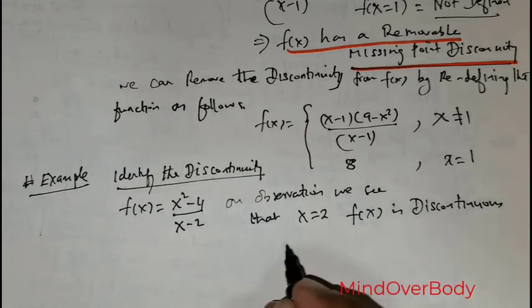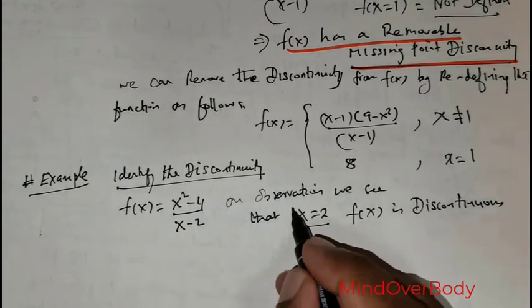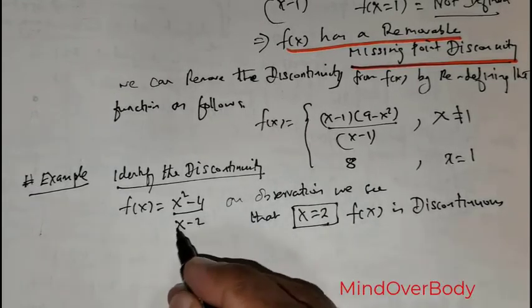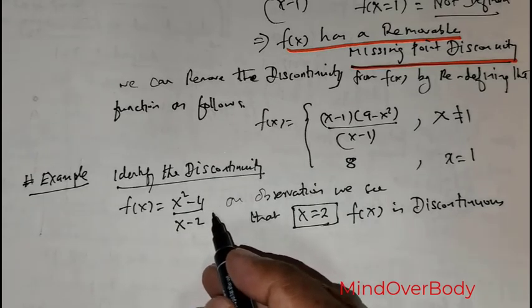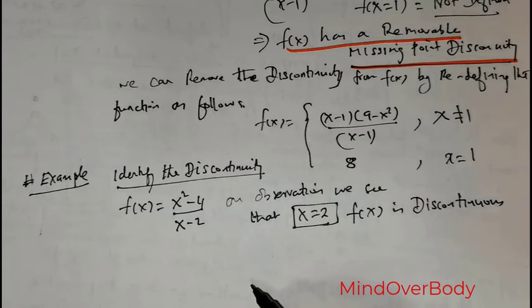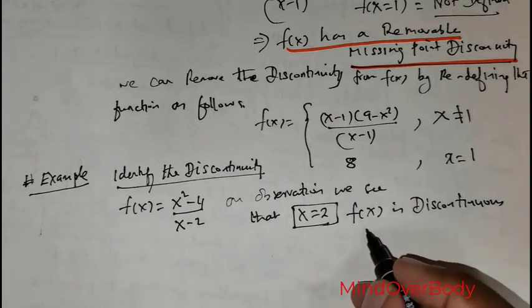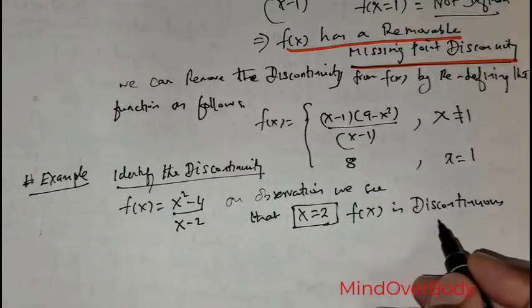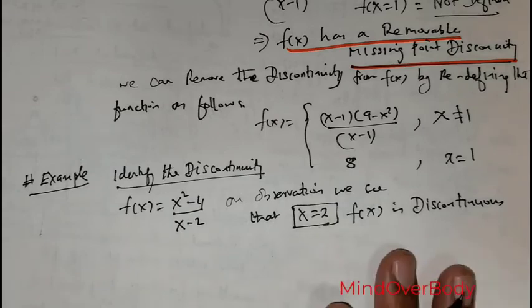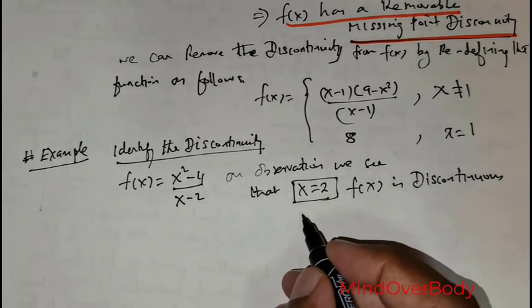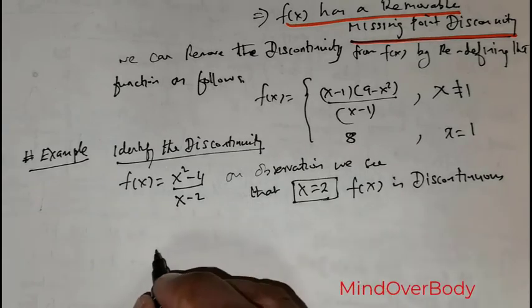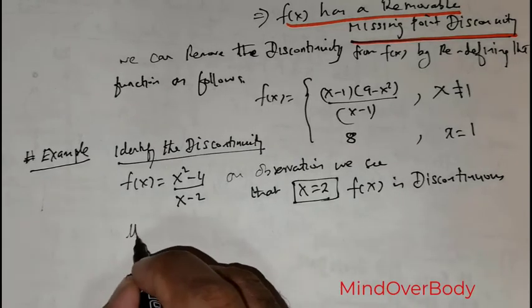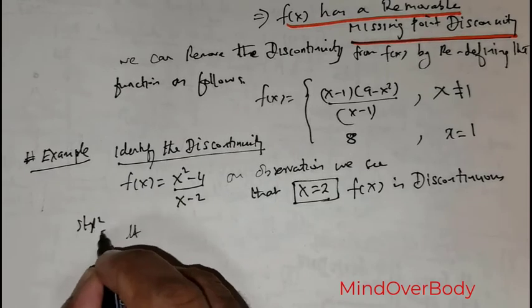Now why do I say that? Because if you were to substitute x equal to 2 over here, the function is undefined at x equal to 2, and that is the reason we can clearly say that f of x is discontinuous at this particular point. The next thing is we need to find out what type of discontinuity the function has. For that, this is step 2.